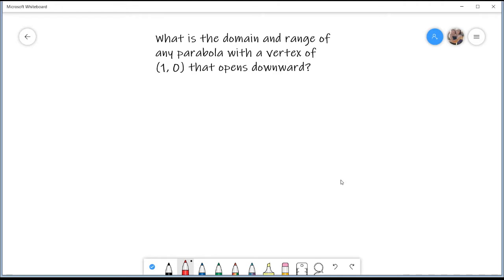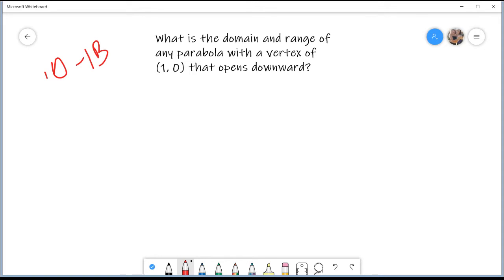All right, today we're going to look at a couple of the questions from our lesson 10.1B, where we were doing the axis of symmetry and the x-intercepts, but now we have some questions that are asking us to look back to what we did previously in 10.1A, where we were thinking about the vertices, axis of symmetry, domain, and range. So in this question, we're asked, what is the domain and range of any parabola with a vertex of (1, 0) that opens downward?